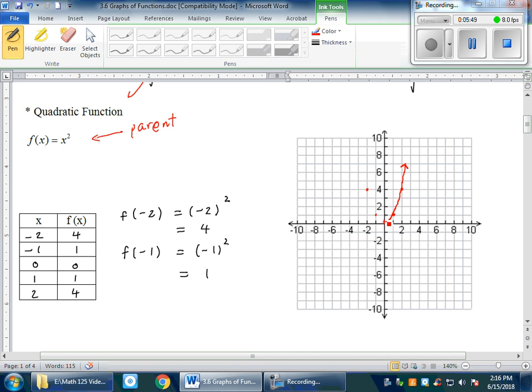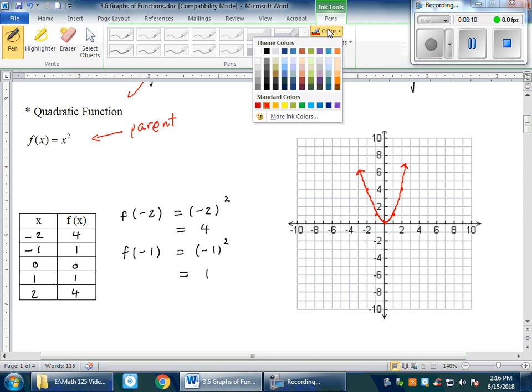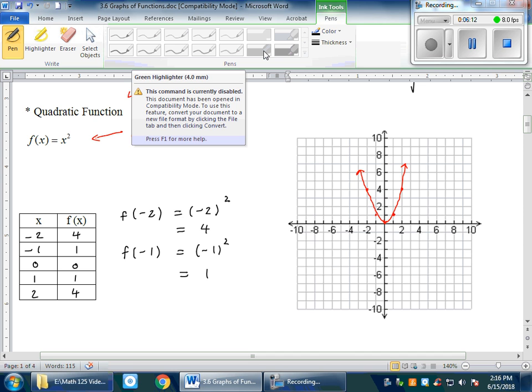It will continue going up, continue going up on this side. So this is a graph of a quadratic function, and this is a parent graph because nothing is added, subtracted, or multiplied to it. Okay. So let's review a little bit.